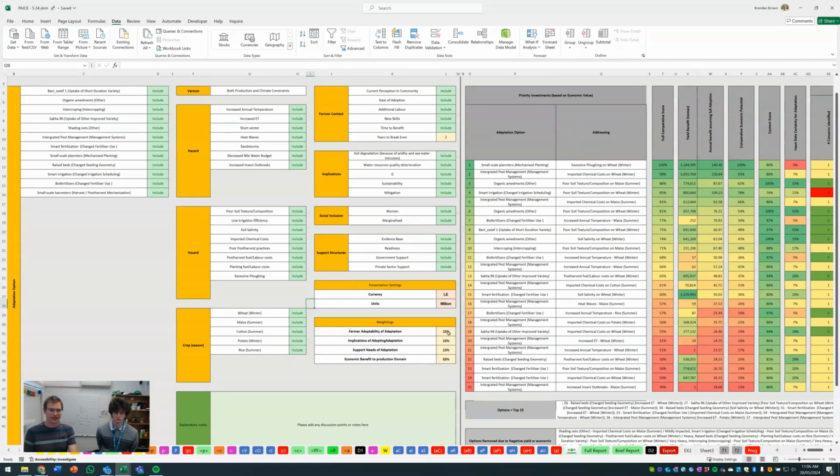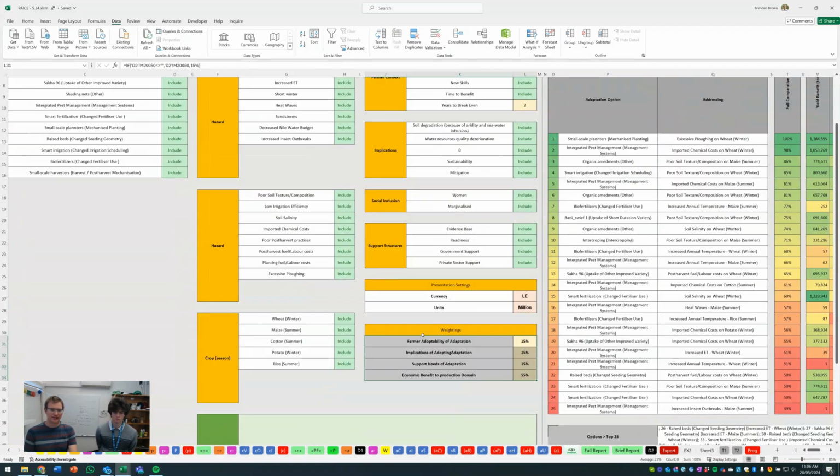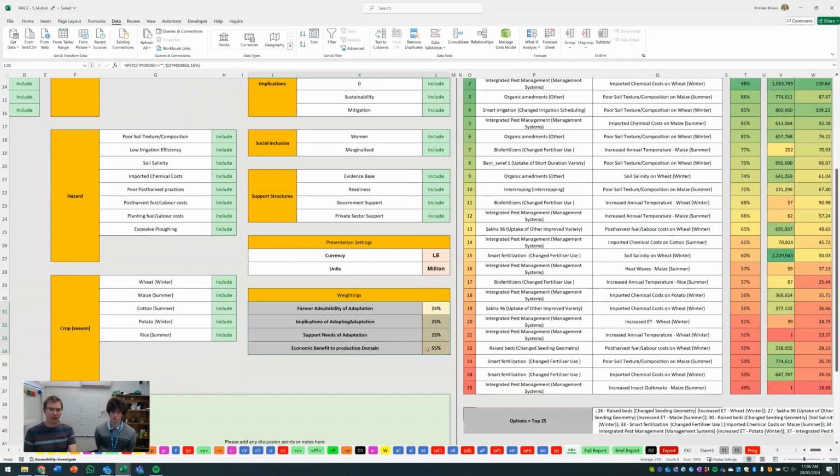The other thing is the weightings. Nearly always these weightings are left the same as the defaults, but please do have that discussion in your workshop to say, are we happy with these weightings? Is it the economic benefit should be worth 55% of the total score, or is that too high or too low? Usually, we would not put equal weightings to each of the support needs, the implications, and the farmer adoptability.